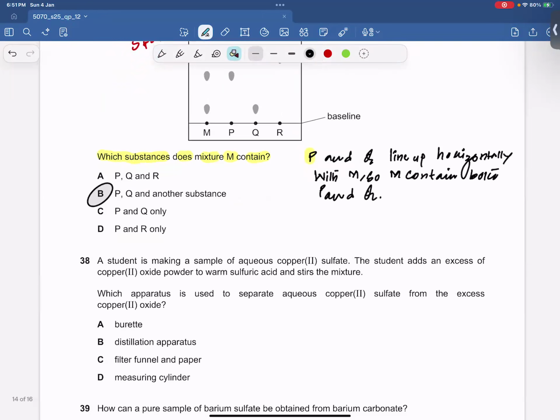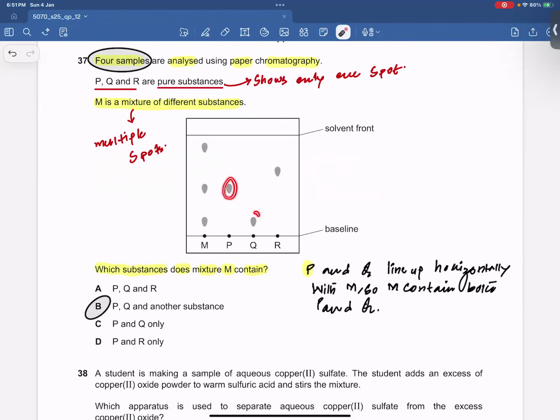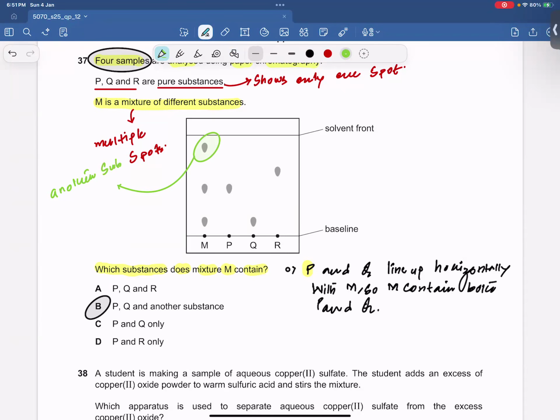And look, this is the first spot, this is the second spot, this is the third spot. The examiner is saying 4 samples. Oh, 4 samples. 1, 2, 3, 4. So these are the 4 samples: M, P, Q, and R. So that's the correct explanation. That's another substance present in M.